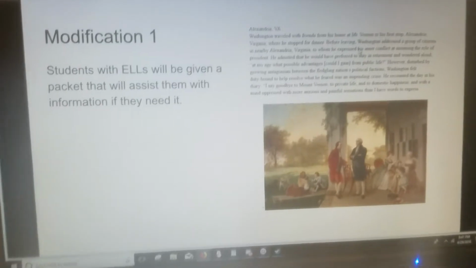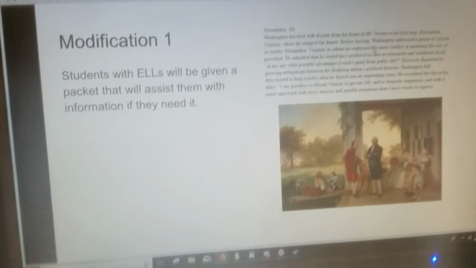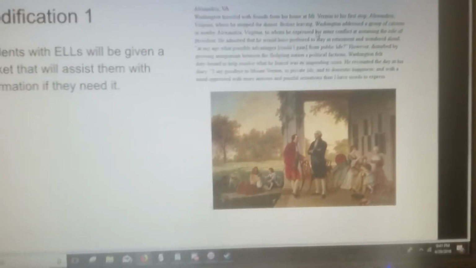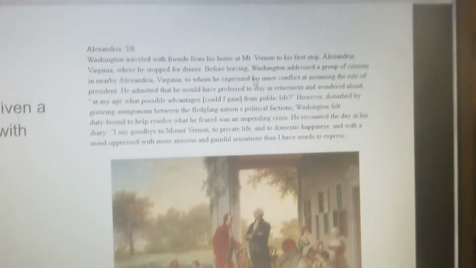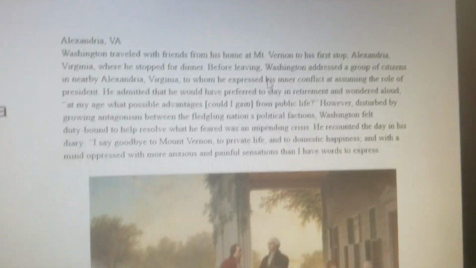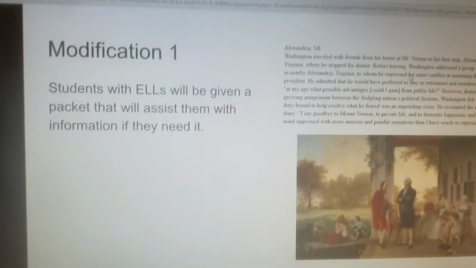The first modification is that students who are ELLs will be given a packet that will assist them with finding the initial information that they need. So over here, this is a page from Alexandria, Virginia. This is the page that I created, sort of summarizing where he went. You don't really need to read it, but generally it has a summary of where he went, his thoughts about the area, as well as a picture of what he did at the area. So this is just visually, literally, through reading and through seeing, it'll assist them in learning.